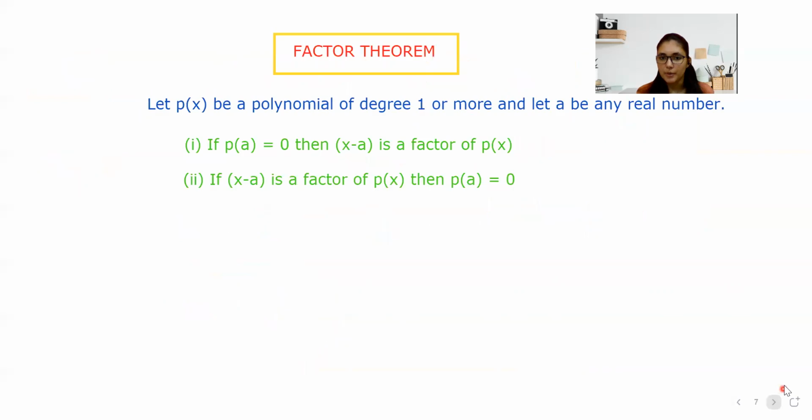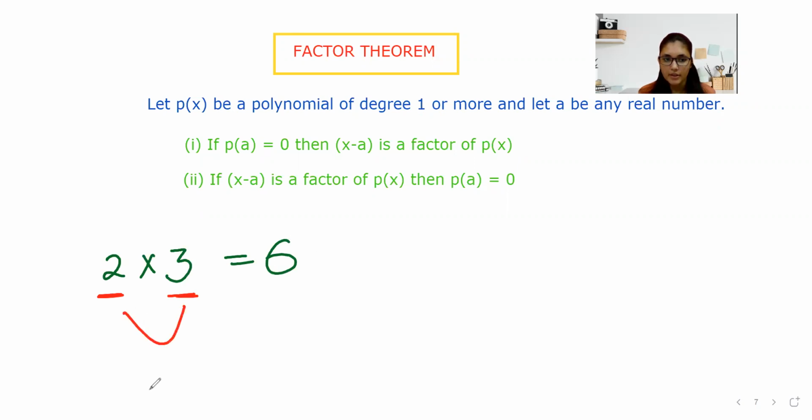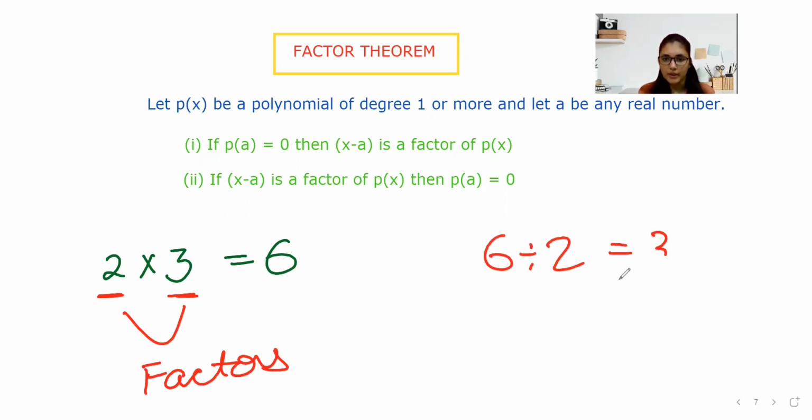Now, the next theorem is the factor theorem, and this is the last theorem of this unit. This is also very simple. First, let me tell you which numbers are known as factors. You know that 2 times 3 gives you 6, so these numbers 2 and 3 are known as factors. If you divide 6 by 2, you get 3, and if you divide 6 by 3, you get 2.